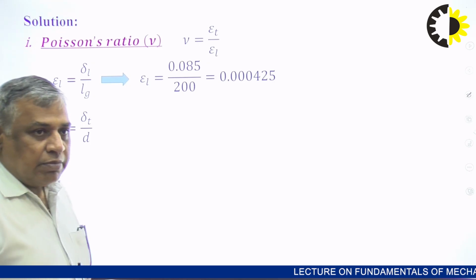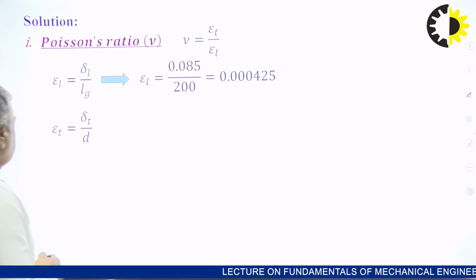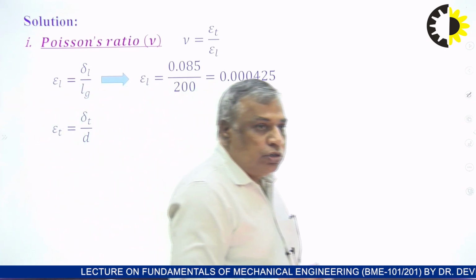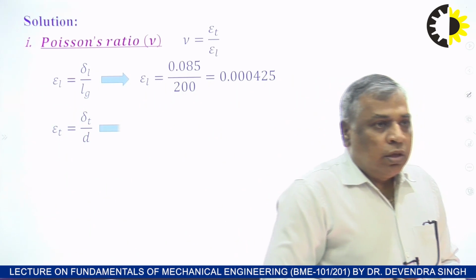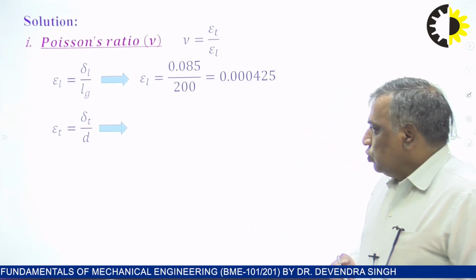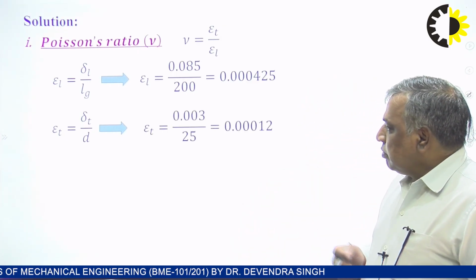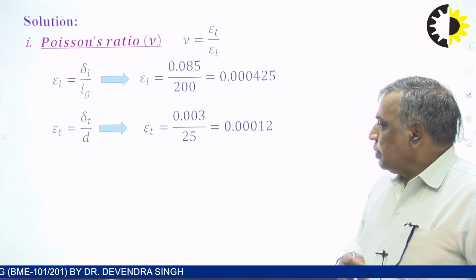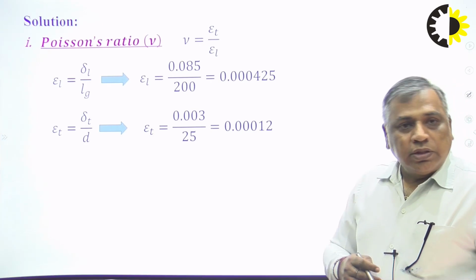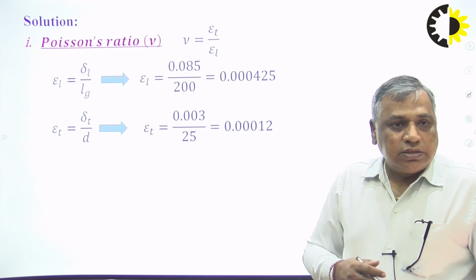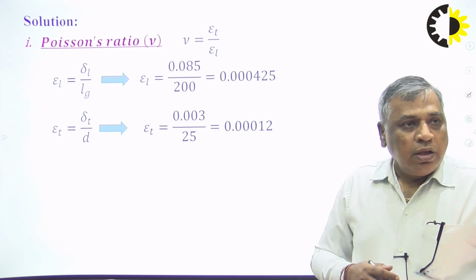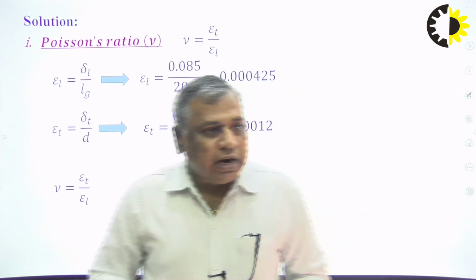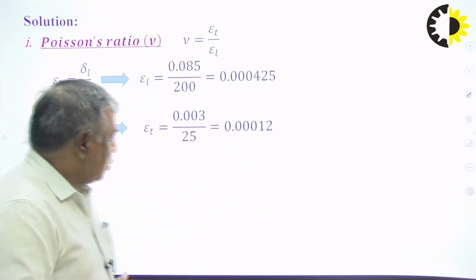So change in the diameter upon original diameter is lateral or transverse strain. If I put the value of delta T, which is given in the problem, that is 0.003 upon 25, so it is 0.00012. Again, this is dimensionless as it is a strain. Now, if I put the value epsilon T upon epsilon L, we will directly get the value of Poisson ratio.